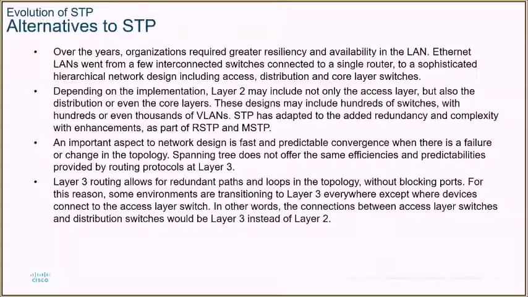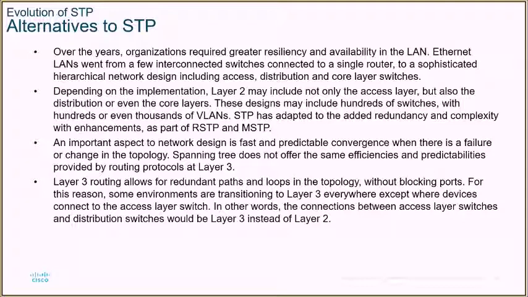Okay. Over the years, organisations required greater resiliency and availability in the LAN. Ethernet LANs went from a few interconnected switches connected to a single router to a sophisticated hierarchical network design, including access, distribution, and core layer switches. Depending on the implementation, Layer 2 may include not only the access layer, but also the distribution or even the core layers. These designs may include hundreds of switches with hundreds or even thousands of VLANs.